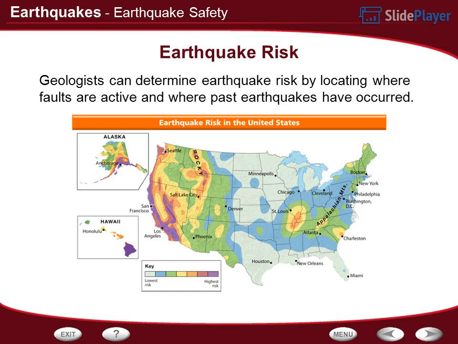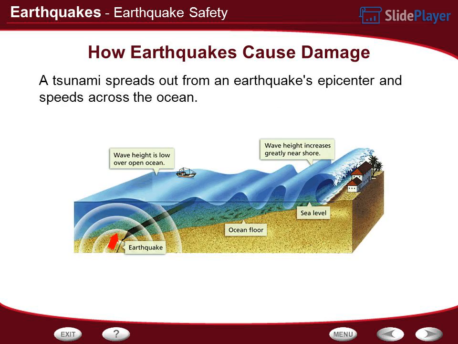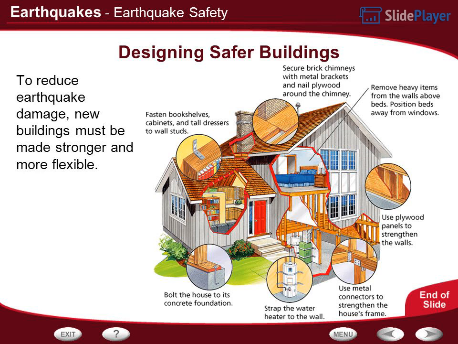Earthquake risk, earthquake safety. Geologists can determine earthquake risk by locating where faults are active and where past earthquakes have occurred. How earthquakes cause damage. A tsunami spreads out from an earthquake's epicenter and speeds across the ocean. Designing safer buildings. To reduce earthquake damage, new buildings must be made stronger and more flexible.